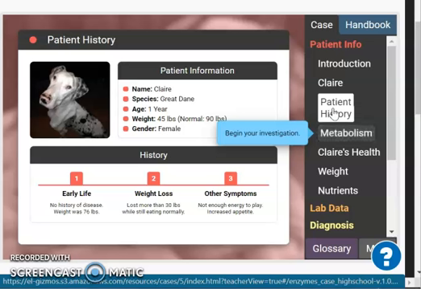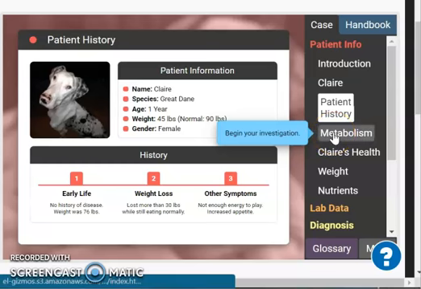She is female. In her early life, there was no history of disease and her weight was 76 pounds. She now has had weight loss and lost more than 30 pounds while still eating normally. The other symptoms are that there is not enough energy to play and she has an increased appetite. Let's begin our investigation.